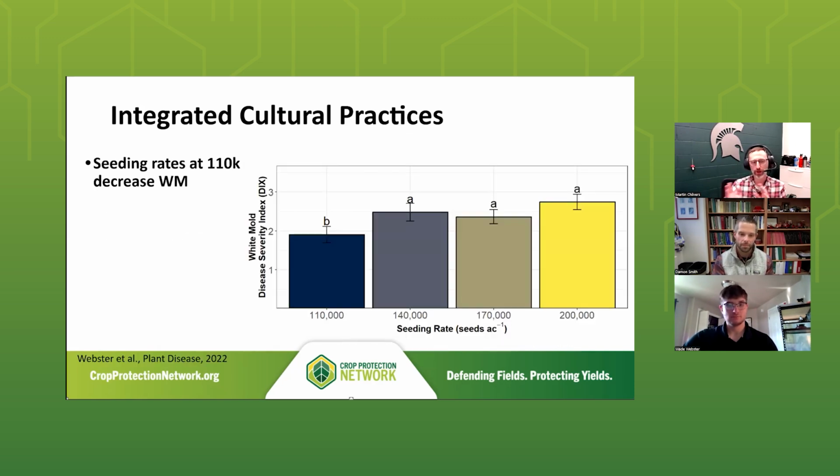So looking at different seeding rates here, from 110 up to 200,000 seeds per acre, how does that impact white mold? Really not a great deal of surprise here. With higher plant populations, we start to close canopy a little bit earlier. You could also think about down-the-row closure versus between-the-row closure, so there's a little bit of complexity there as well. But the higher plant populations, or higher seeding rates, led to greater white mold development.